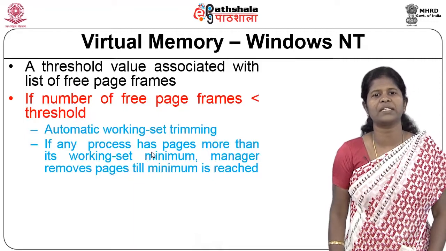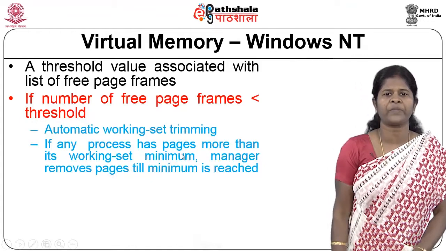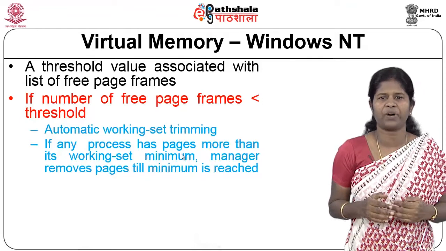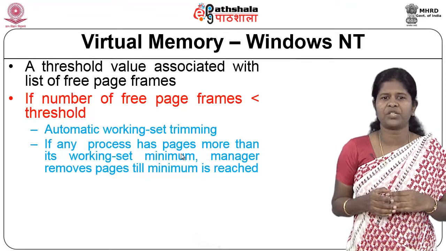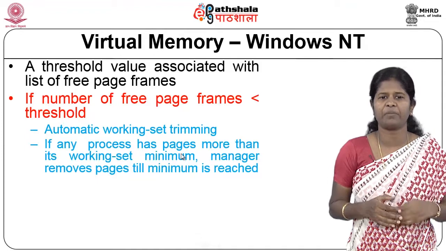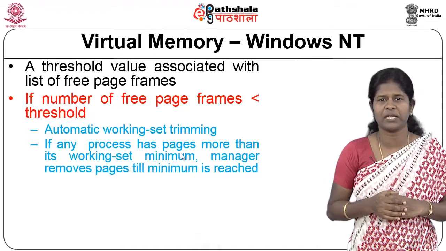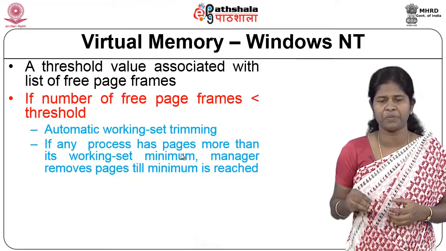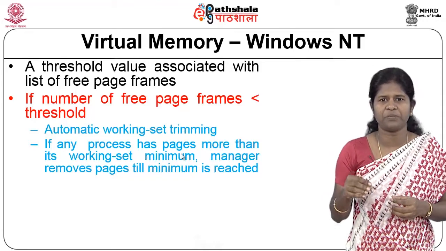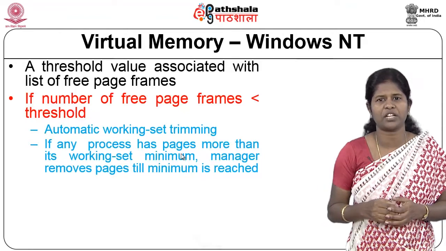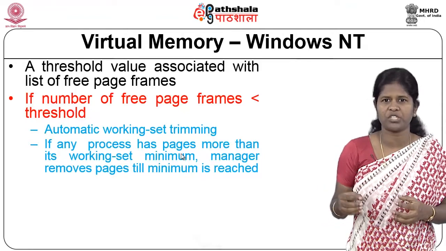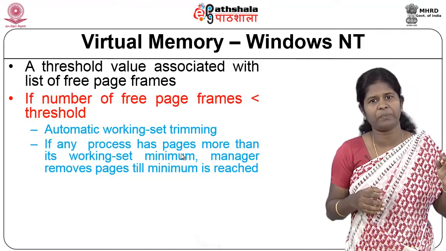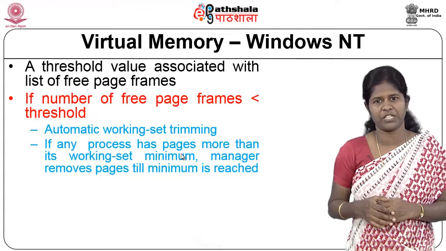So, what is done in this automatic working set trimming? If any process has got pages more than its working set minimum, then the manager will remove those pages from that particular process. Why is it doing so? It needs to maintain some minimum number of free page frames, but the free page frames have gone below this threshold value, the minimum value it wants to maintain, and hence it looks into the processes that are kept in the physical memory.